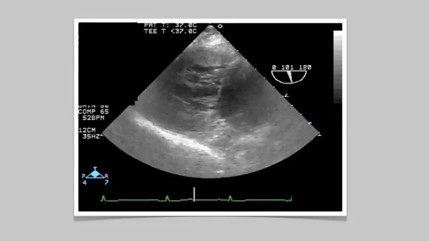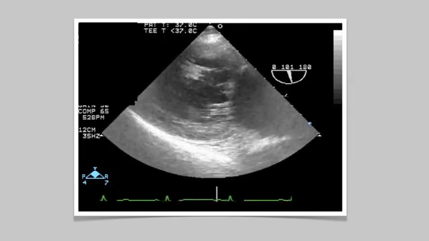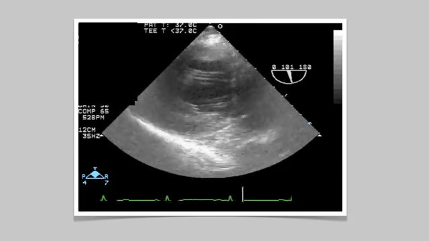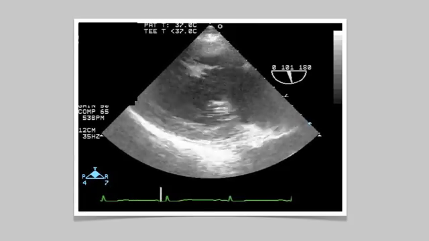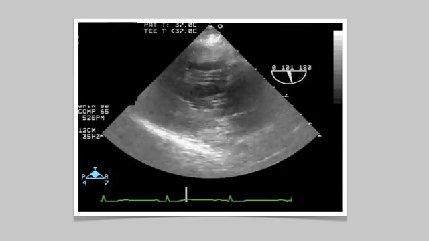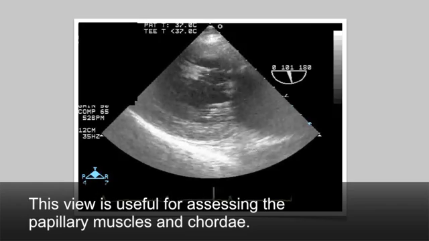This image is a transgastric long axis view of the left ventricle. The mitral valve appears to the right of the screen, with the chordae and papillary muscles arising from the left ventricle and inserting onto the inferior surfaces of the valve. This view is useful for assessing the papillary muscles and chordae.